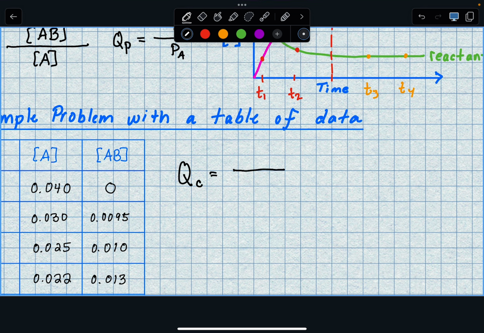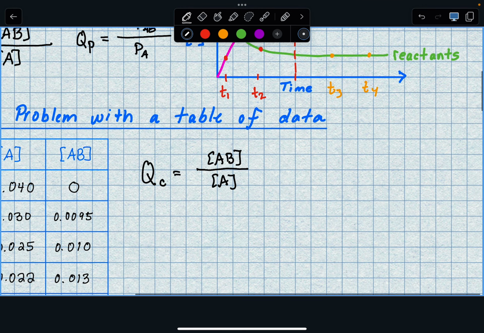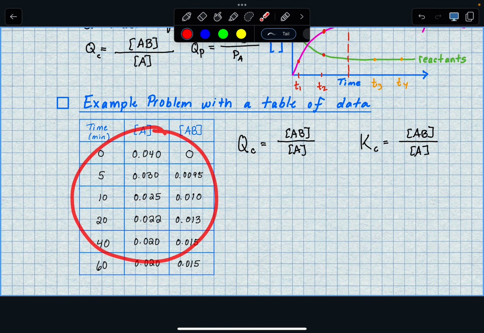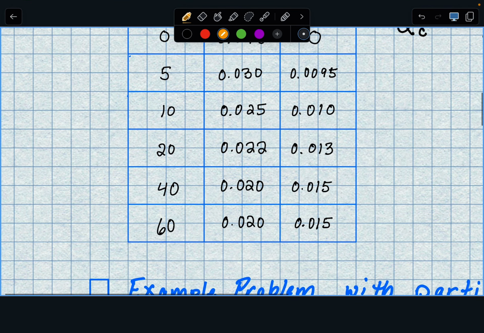So again, my Q, but it'll be a QC, is going to be the concentration of AB over A. And if I do calculate a KC, it's the same thing. It's just what concentrations are going in there, and do we think those concentrations are at equilibrium? So how would you look at this data table and figure that out? It's actually not that complicated. First, look for when the concentrations stop changing. If you zoom in and say, okay, right here, from here to here, the concentrations are no longer changing, so we've reached equilibrium.